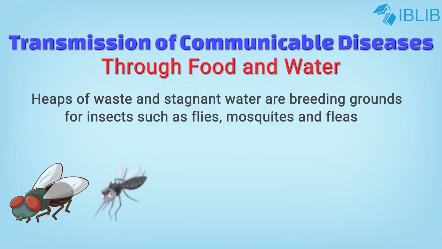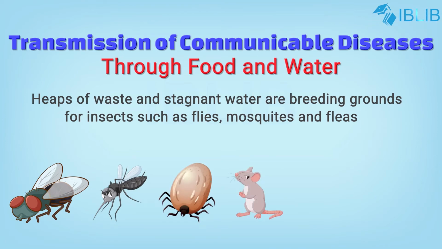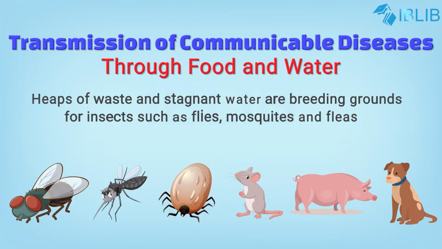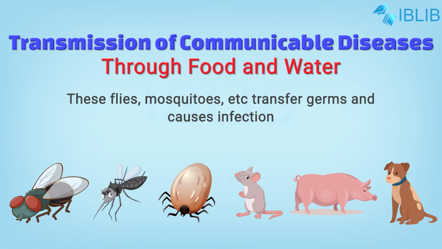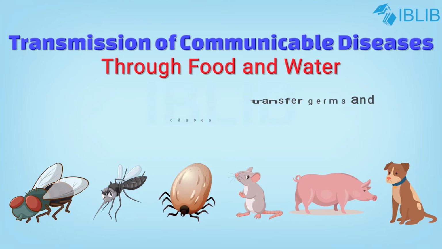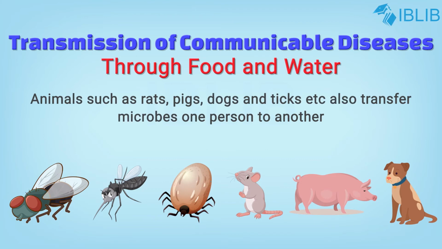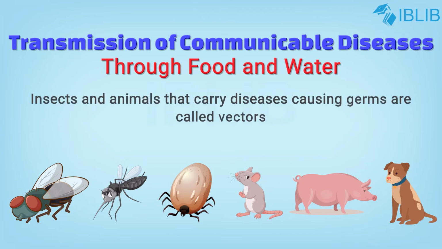By insects and other animal vectors. Heaps of waste and stagnant water serve as breeding ground for insects such as flies, mosquitoes, and fleas. Microbes get attached to these insects when they visit the source of infection, and when these insects sit on exposed food items or open wounds on a person's skin or bite them, they transfer the germs and thus the infection. Animals such as rats, pigs, dogs, ticks, and mice can also transfer microbes from infected person to a healthy person. These insects and animals that carry disease-causing germs are called vectors.